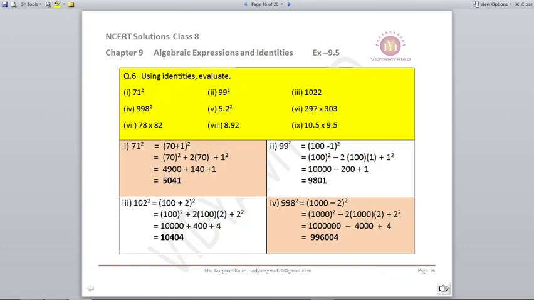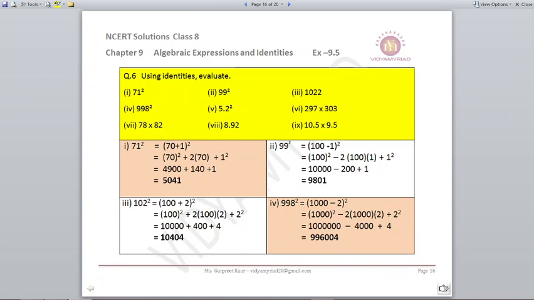Same way now 99. How can I write 99? 100 minus 1. That becomes (100 minus 1) the whole square. So that means the (a minus b) the whole square formula, a square minus 2ab plus b square, which is 100 square minus 2 into 100 into 1 plus 1 square. So solve it, you get 9801 as your answer.